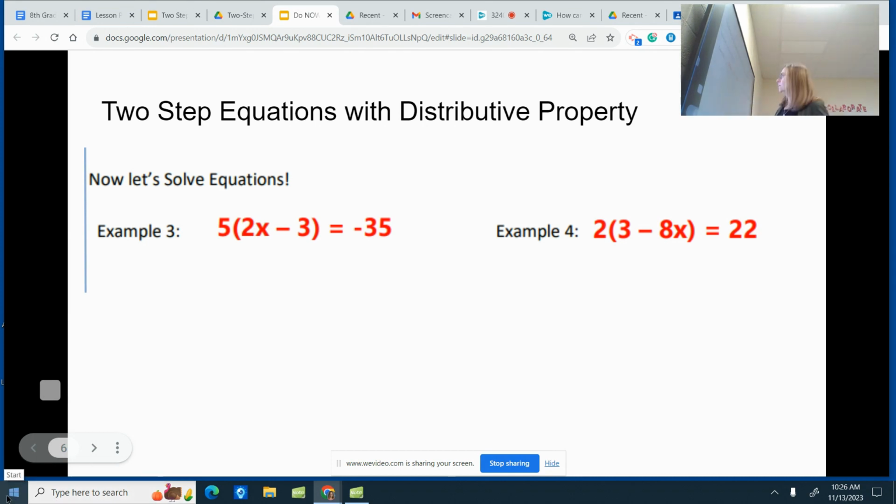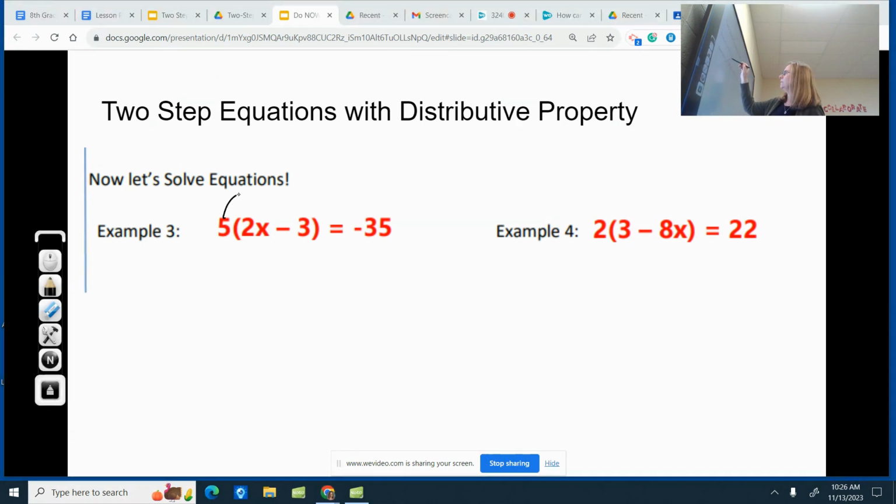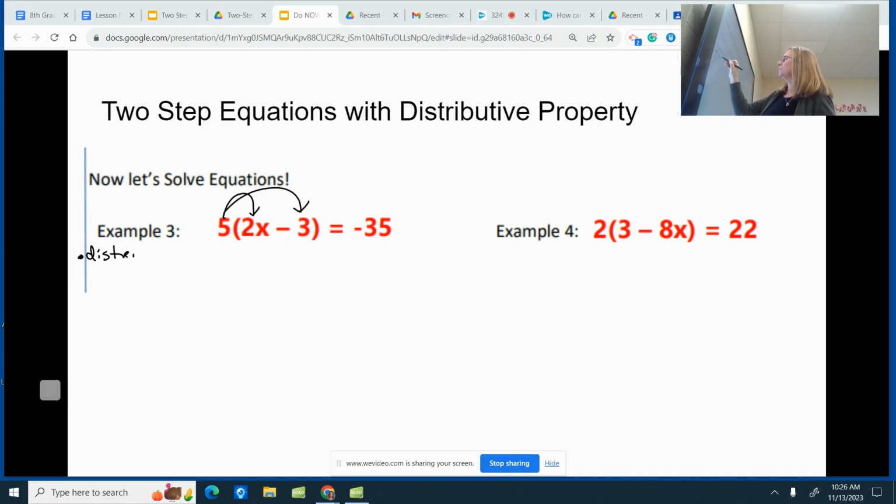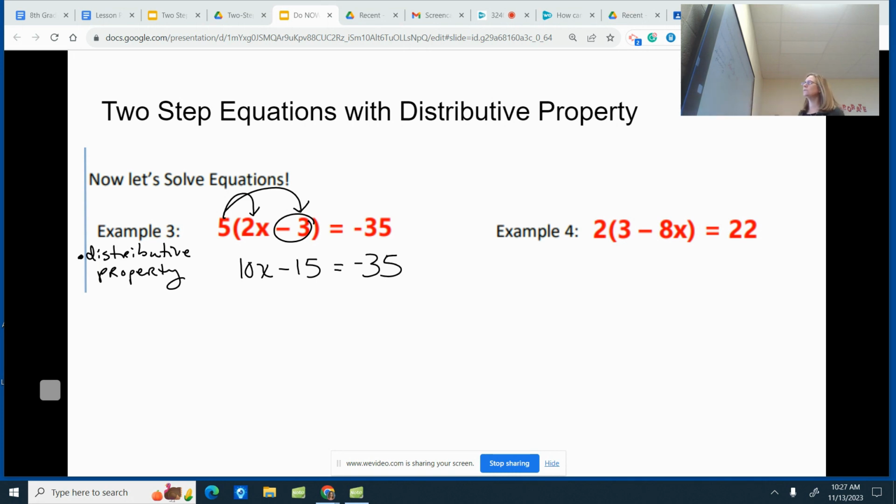All right, so now we're going to do our same thing. We're going to take our 5, which is on the outside of parentheses, and we're going to distribute. So our first thing we need to do is our distributive property. We're going to take the 5 and multiply it by everything inside the parentheses. So 5 times 2x is 10x. 5 times -3 is -15, which becomes 10x minus 15. I bring down everything else I didn't use. All right, and now I have a two-step problem.